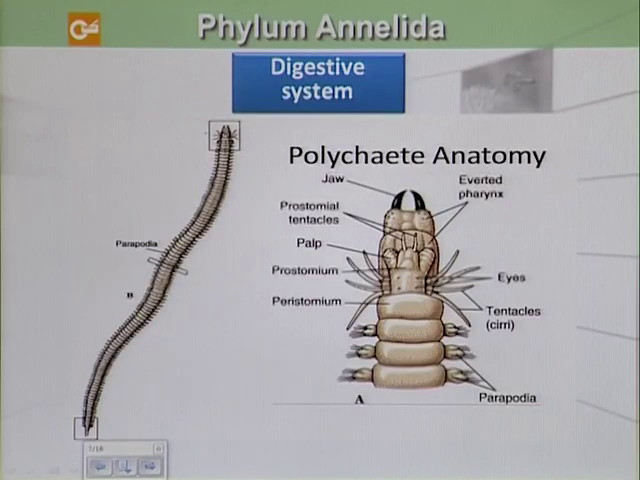And about their digestive system, we can see here that they have mouth region and the anus region too, और mouth जो है anterior side पे present होता है और anus is present at the posterior side. And we can see in this diagram that mouth has a lobed structure which is known as prostomium.